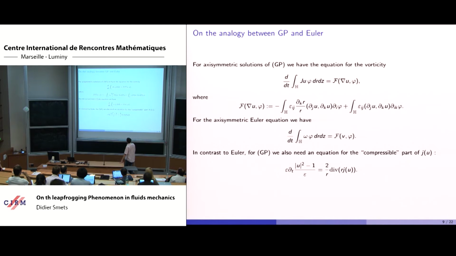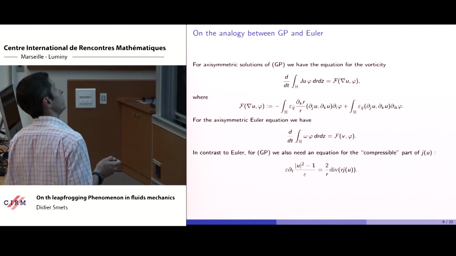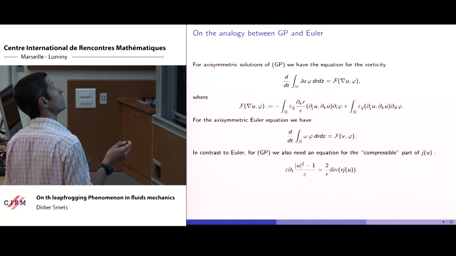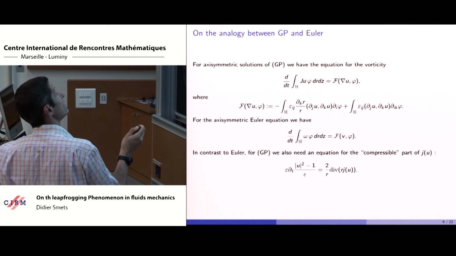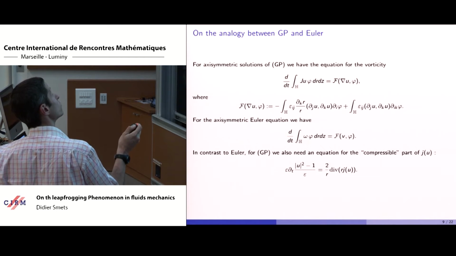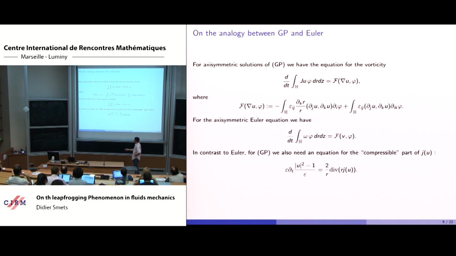If you do the exact same computation for the Euler equation, so now here you have the vorticity vector field against a test vector field phi, you recover the same formula, just that here on the right hand side it applies to gradient u, and here it acts on v. But recall that V does not correspond to gradient U, but only to little j of U. So that's one of the differences between the two.